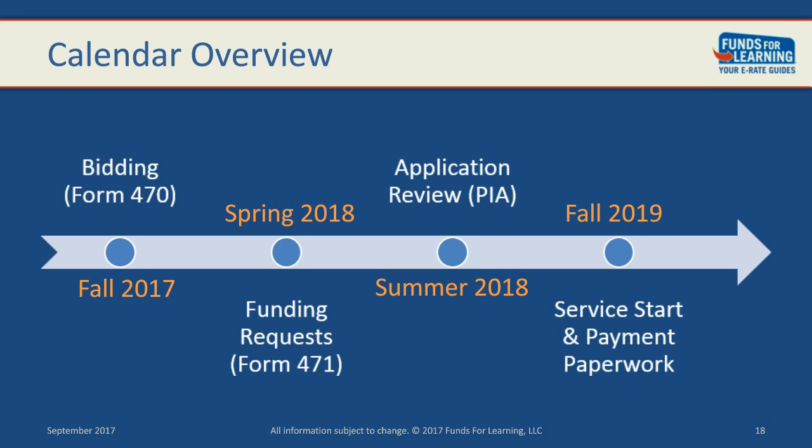The E-rate funding year runs, as I mentioned earlier, from July 1st to June 30th, and for non-recurring projects, one-time installation work, it actually extends until September 30th.